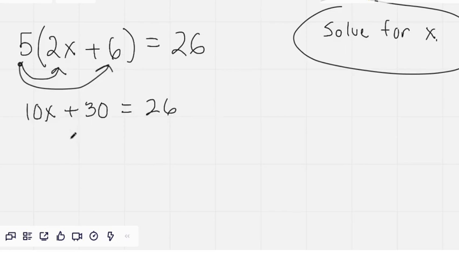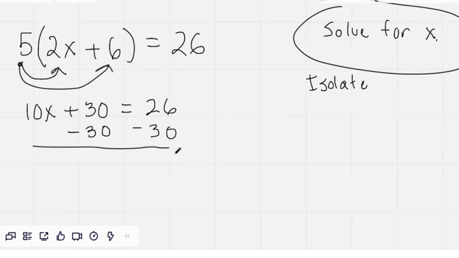To solve for x, you've got to isolate it. You have to get it by itself. I think you guys have heard that before. So to get this x by itself, you have to subtract this 30 here. Minus 30, and then you have to do it on both sides. You do it to one side, you have to do it to the other side. So minus 30, minus 30. This cancels out, and all you're left with is 10x. The x is isolated, and on the other side 26 minus 30, which is negative 4.